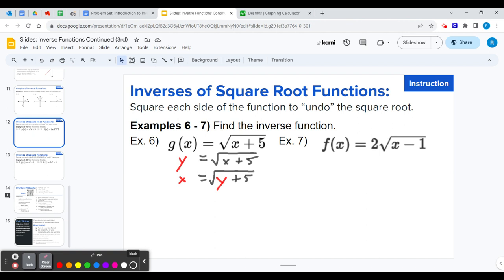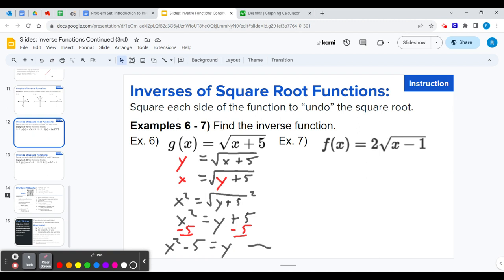And then in order to undo this square root, we are going to square both sides of our equation. So in this case, we get x squared equals the square root of y plus 5 squared. And that just means that x squared equals y plus 5 because that action of squaring undoes that square root. Okay, we can subtract 5 from both sides here. Subtract 5. We'll get x squared minus 5 equals y.